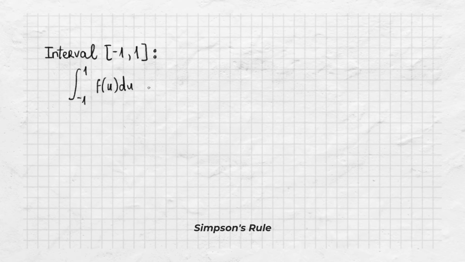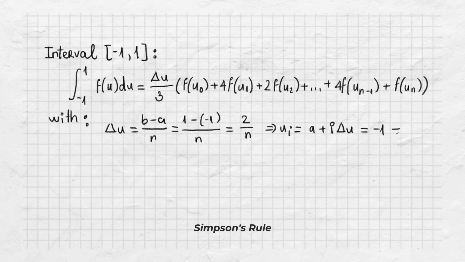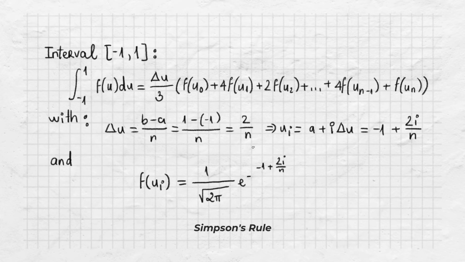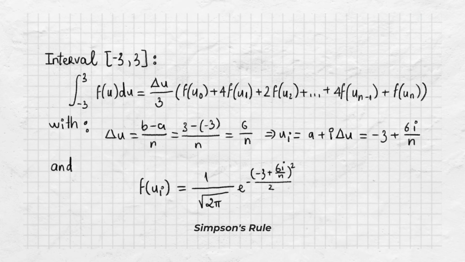The last numerical integration method that we try is Simpson's method. Simpson's rule calculates area under the curve, provided that the number n is even and the coefficients are 1, 4, 2, 4, 2, 4, 1. The equation to measure the area of f(u) from -1 to 1 is the function here with delta u and u_i to form the function of f(u_i). And the following steps are applied similarly to calculate f(u) with interval from -2 to 2 and -3 to 3.